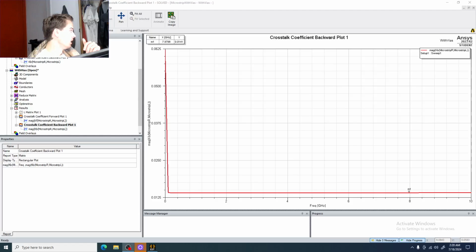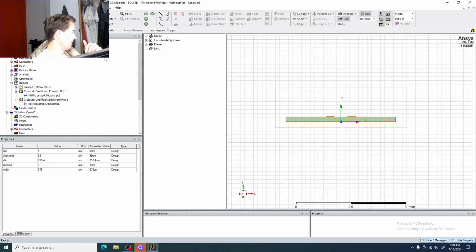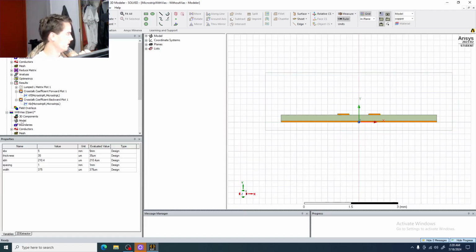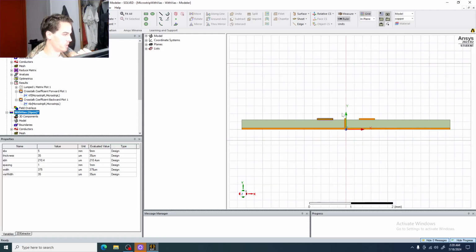So what I mean is that we'll have a microstrip with two microstrips, so we'll have this, and then we'll have this situation where there's a little wall here. And what this would be is actually vias, and you could place these.